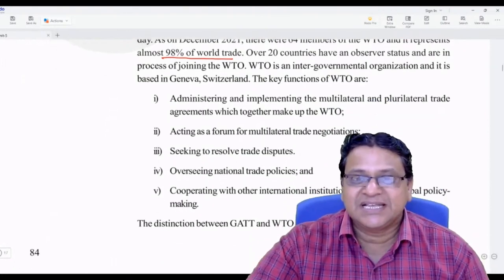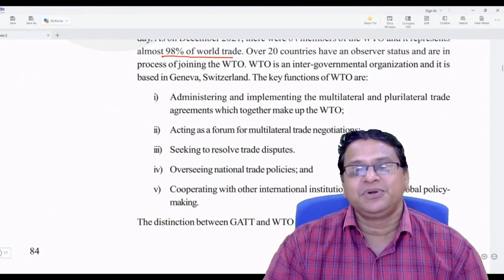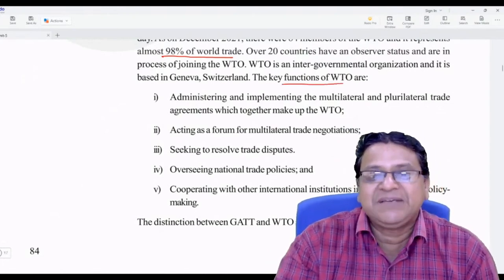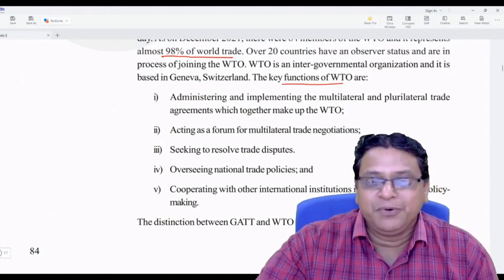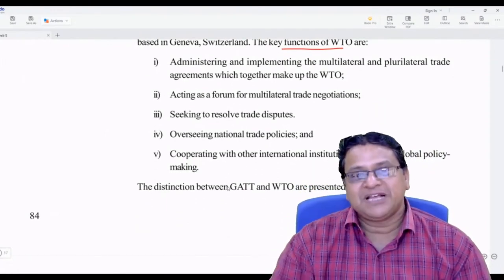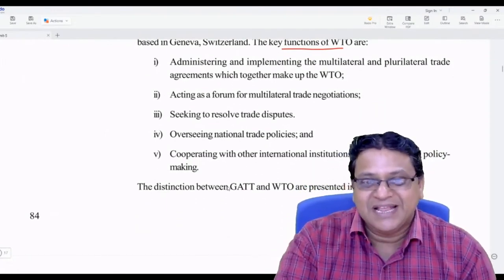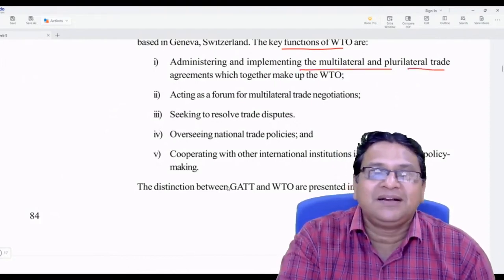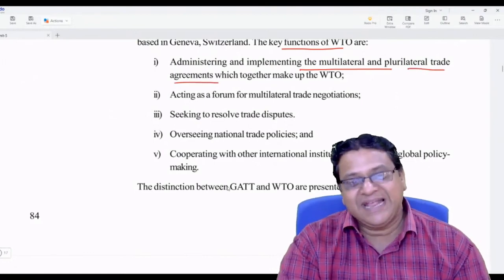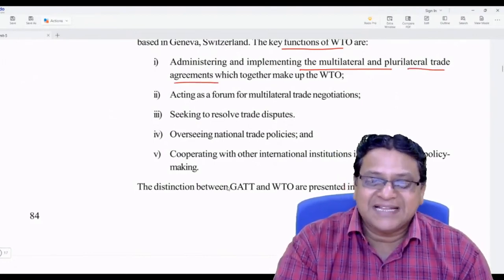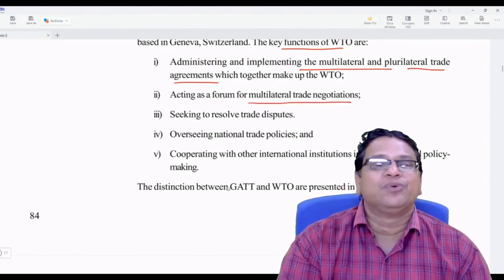So what are the key functions of WTO? We will discuss. What is the main function of WTO? WTO functions can be discussed under 5 headings. First function is administering and implementing multilateral and plurilateral trade agreements. Trade agreements are made under WTO forums, and it acts as a multilateral trade negotiation forum.